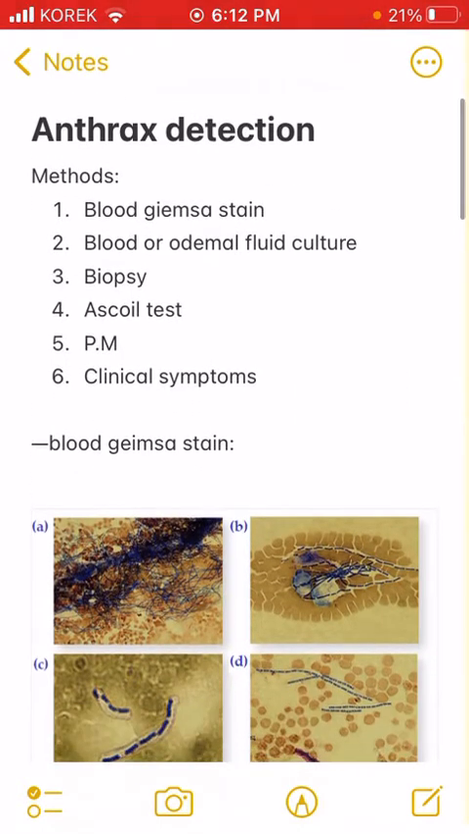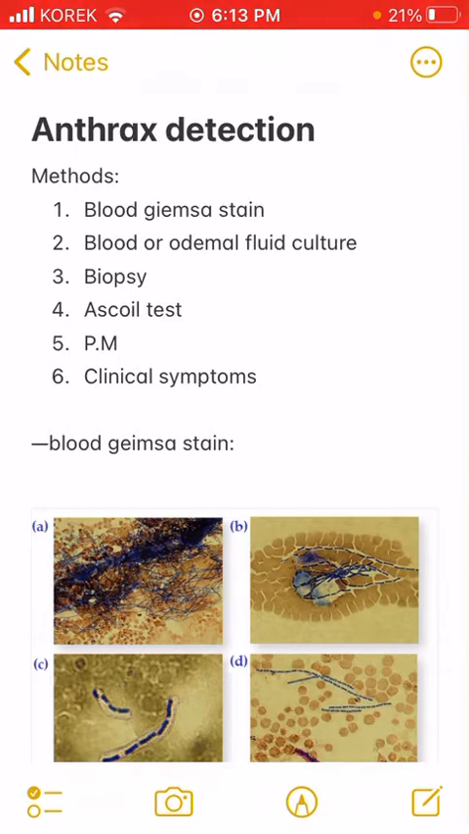First, anthrax detection. We have six common ways to detect anthrax. First, blood Giemsa stain, Giemsa or Wright stain. Second, blood or oedemal fluid culture. As I said, the sample is aspirated by needle. Using a needle, we aspirate fluids from the lesion that occurs in cutaneous anthrax. That fluid is called oedemal fluid.